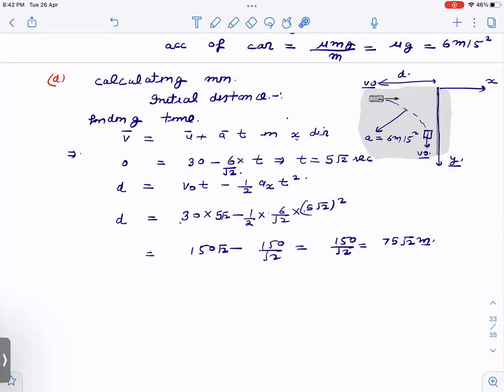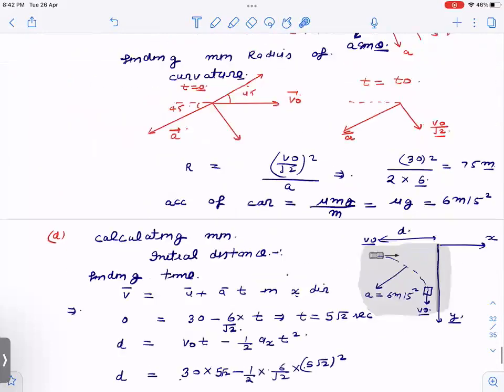This is the X displacement. So we can apply S is equal to UT plus half AT square in the X direction. So D is equal to V naught is 30, time is 5 root 2, half, acceleration is 6 by root 2, actually retardation, 5 root 2 whole square. So if you solve this, you get 75 root 2, right?